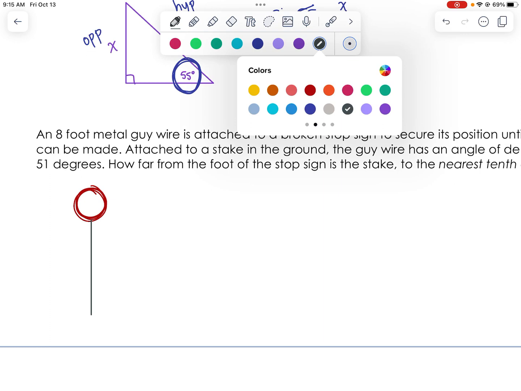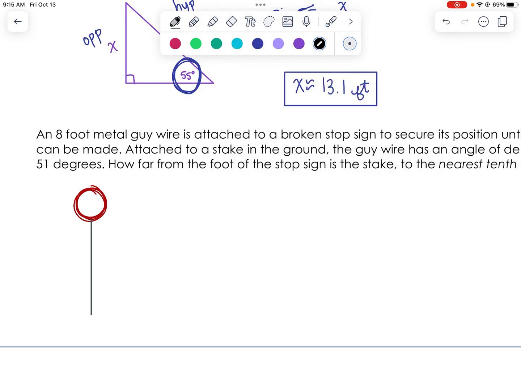Okay. It talks about the metal guy wire that's attached to it. So that guy wire is essentially going to be up here attached to it, and it's going to make a right triangle because it's attached to a stake at the ground. So there's your stake in the ground right there. So this is your right triangle. It's made from the stop sign, the guy wire, and the ground.